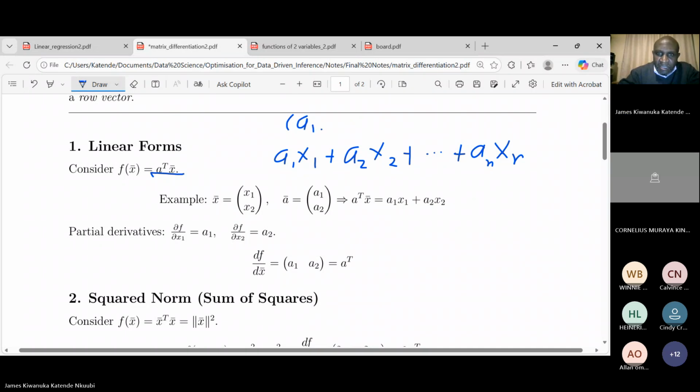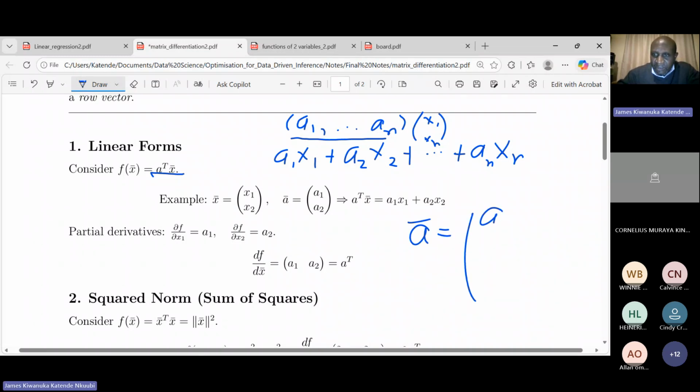you pick this vector a1 up to an, and then you multiply it by the column vector with the variables x1 all the way up to xn. So this vector is just a transpose. If you think of the vector a as this vector a1 to an, then this first part is just a transpose of a, and the second part is a vector which we call bar x, consisting of these variables x1, x2 up to xn.